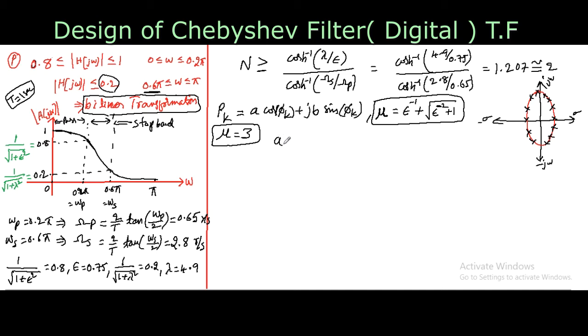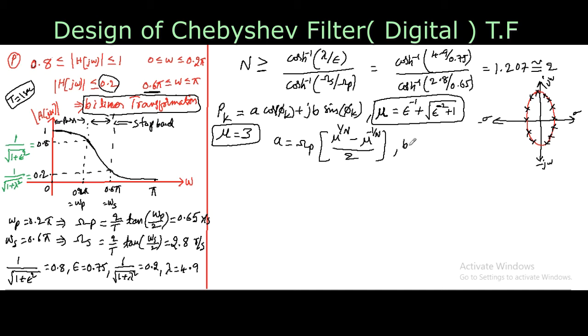A is omega p, where omega p is the passband frequency, into mu to the power of 1 by n minus mu to the power of minus 1 by n, divided by 2. So A is omega p into mu to the power of 1 by n minus mu to the power of minus 1 by n, by 2.